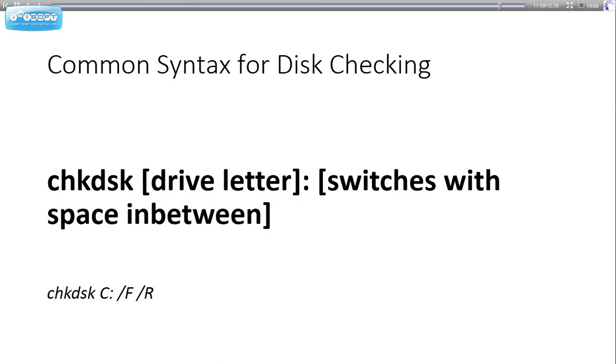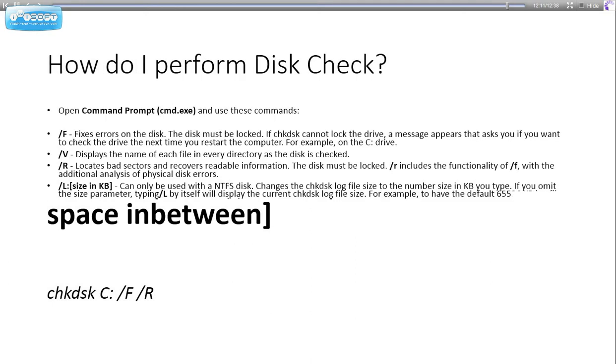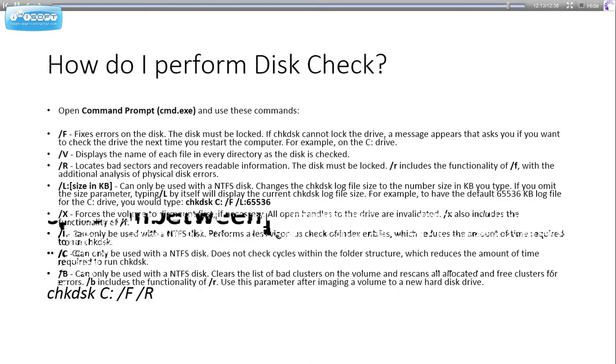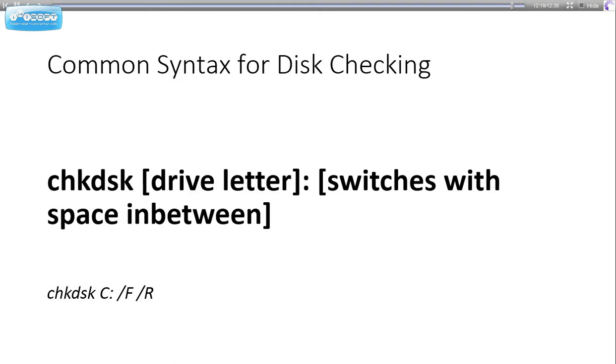So this is the common syntax of disk checking. This is the command you use. It's chkdsk, the drive letter, say for example C, and the switches with a space in between. The switches are like /F. These are all the switches on this slide, every single switch. As I've got an example down here, just the drive letter and two switches.